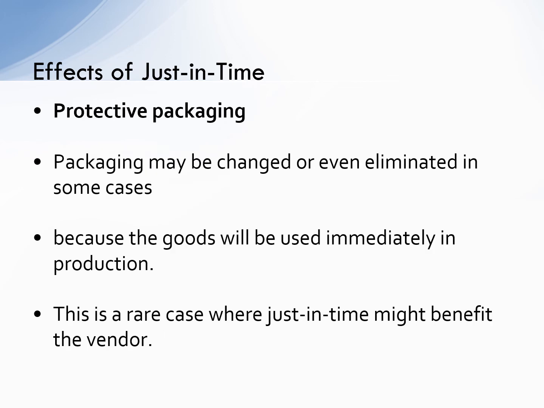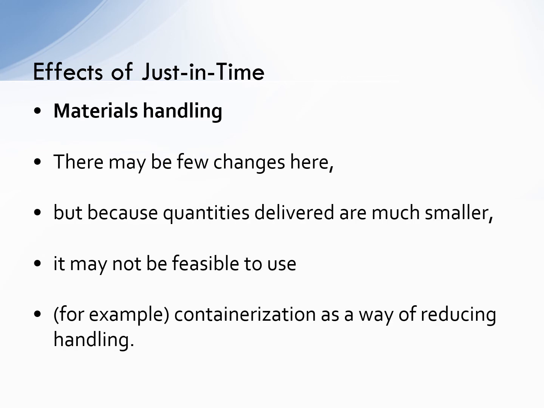Protective packaging can affect the just-in-time approach. Packaging may be changed or even eliminated in some cases because the goods will be used immediately in production. This is a rare case where just-in-time might benefit the vendor. Material handling can also affect the just-in-time approach. There may be few changes here, but because quantities delivered are much smaller, it may not be feasible to use, for example, containerization, which is a way of reducing handling.